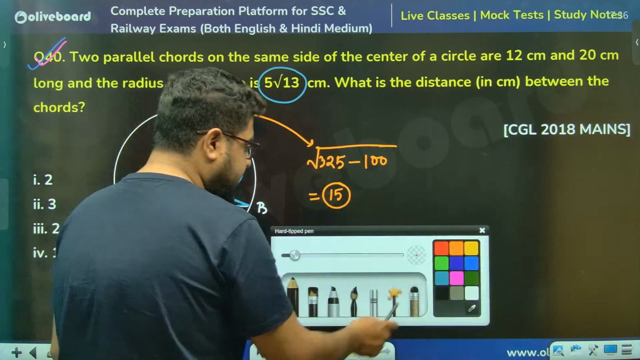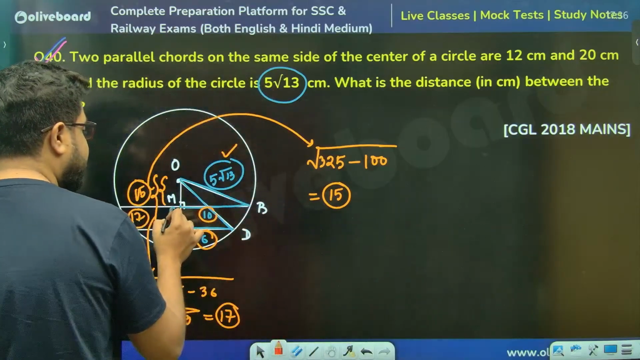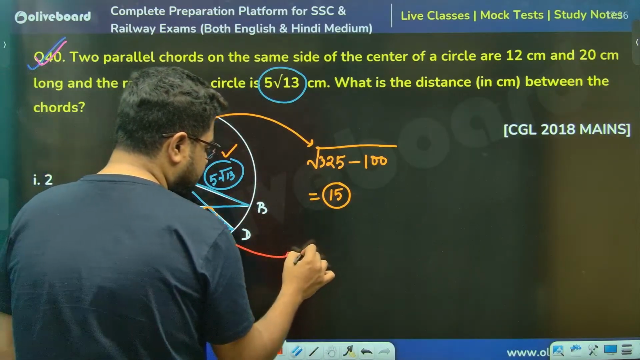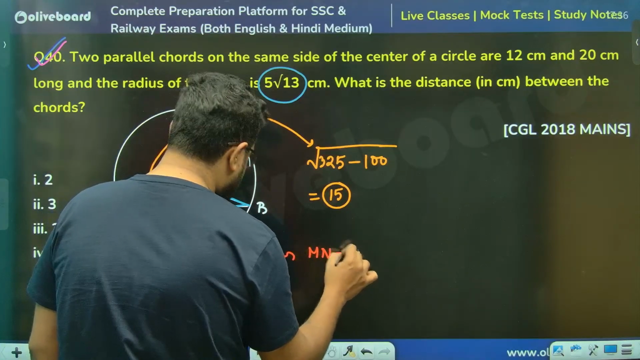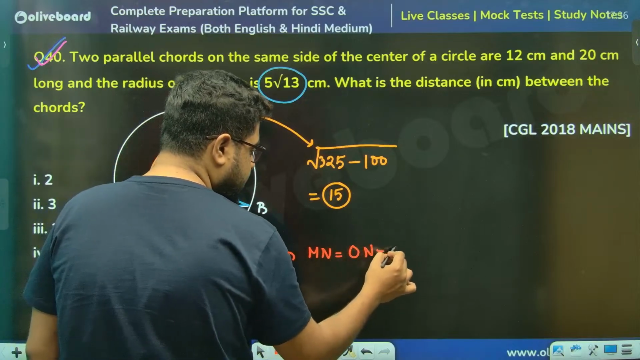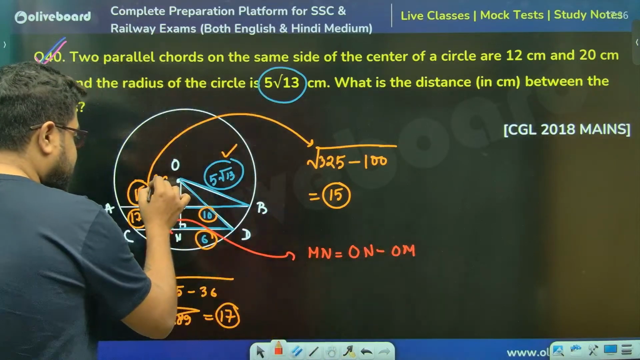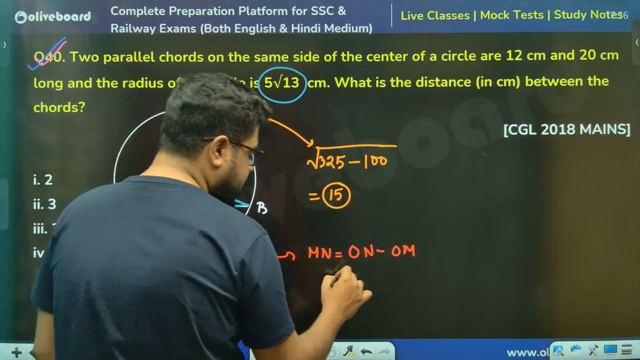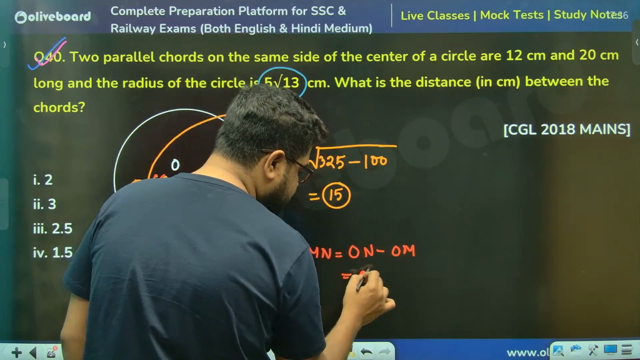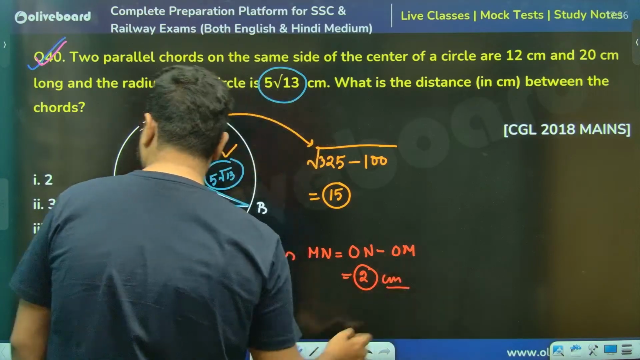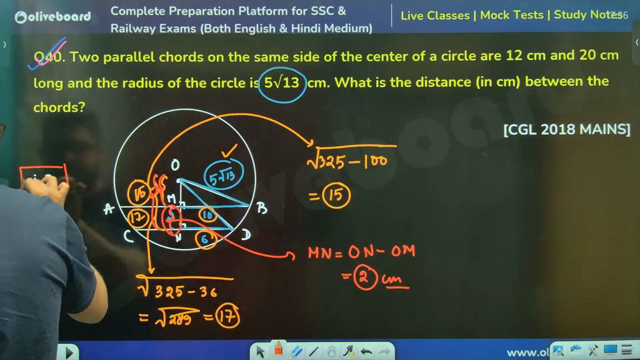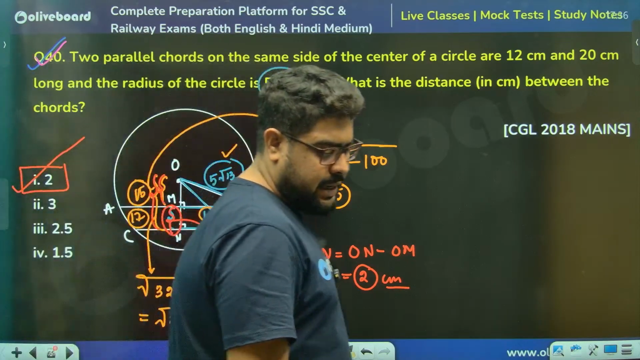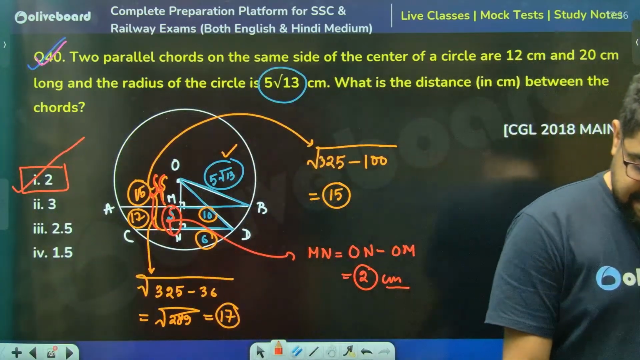Now any student will also say that MN is equal to ON minus OM. The bigger one minus the smaller one will give me this part. So that is 17 minus 15, that is 2 centimeters. So option number 1, 2, is your correct answer.